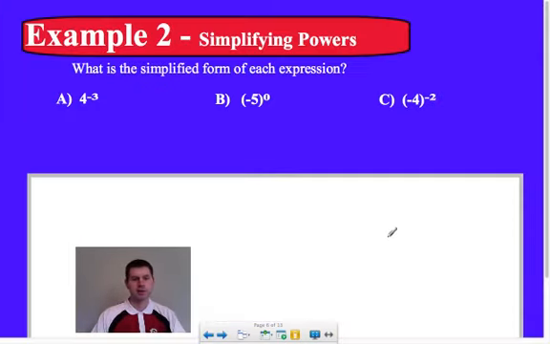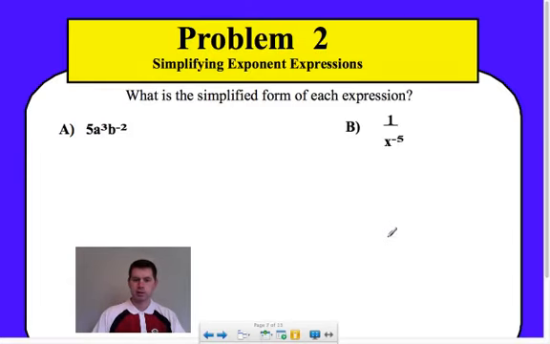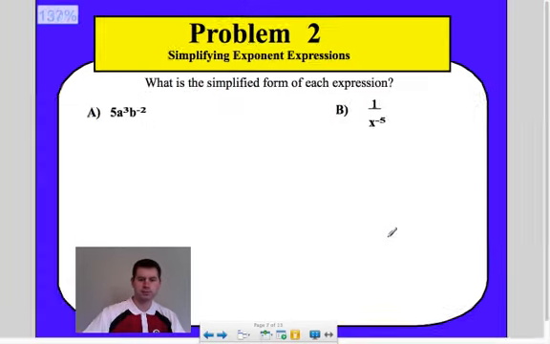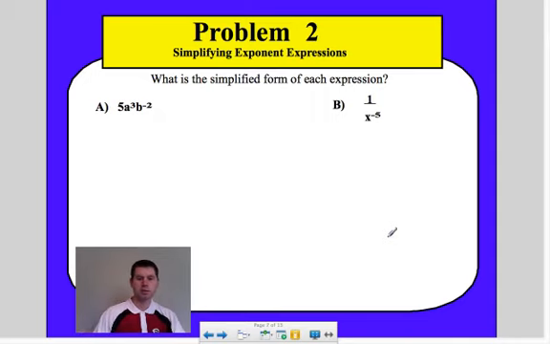Okay, so example 2 here, I want you to do on your own. Work those 3 problems out. And again, what I'm going to do is I'm going to put answers in the back of the slides here. So when we get done, you'll have answers at the back to check your work. Okay, so let's look at problem number 2. Simplifying exponent expression. So what is the simplified form of each expression?